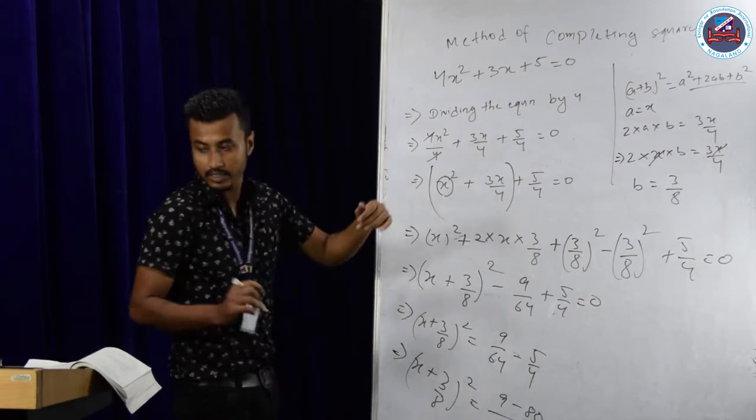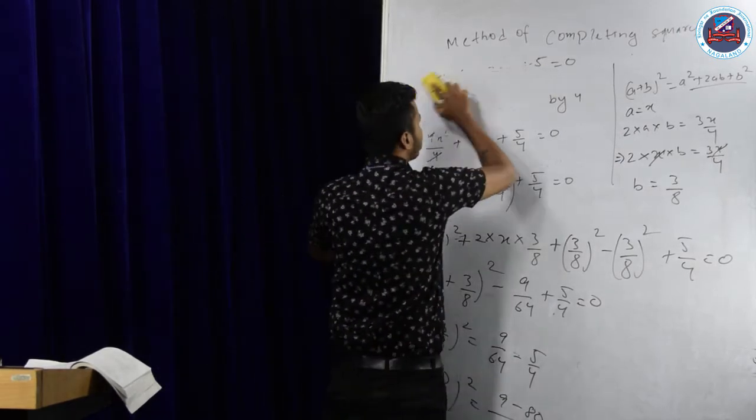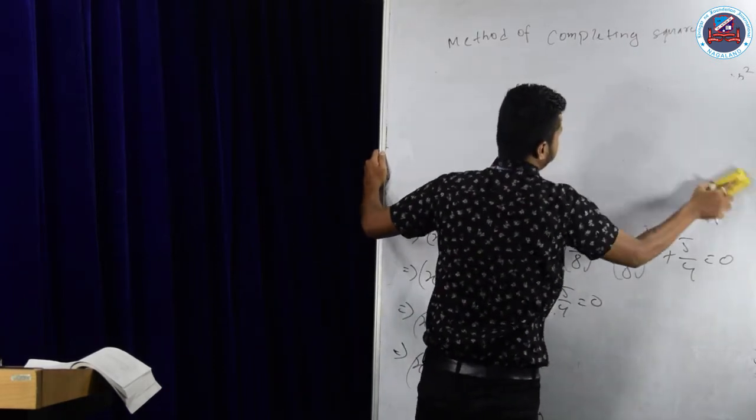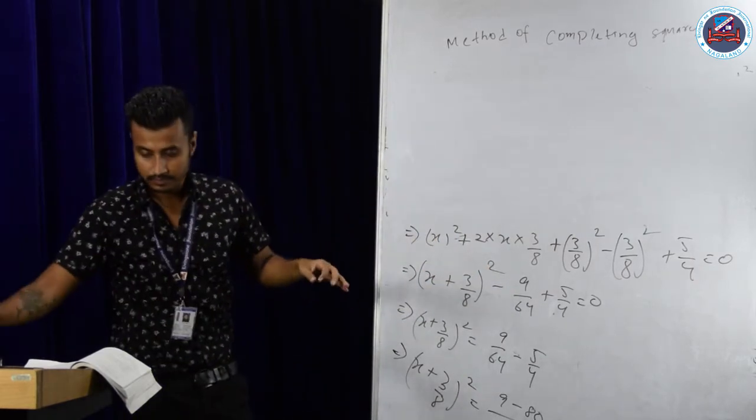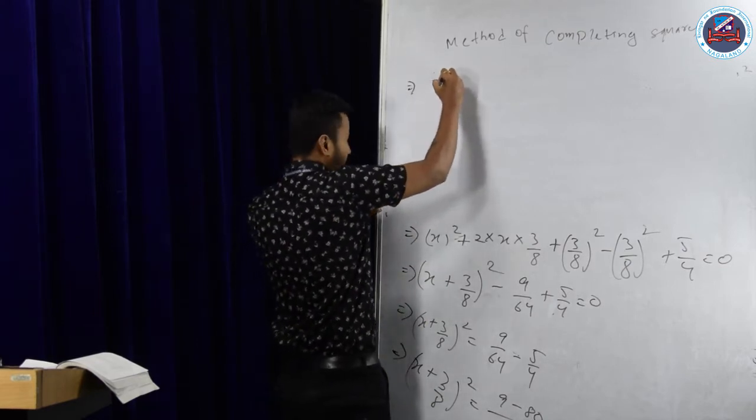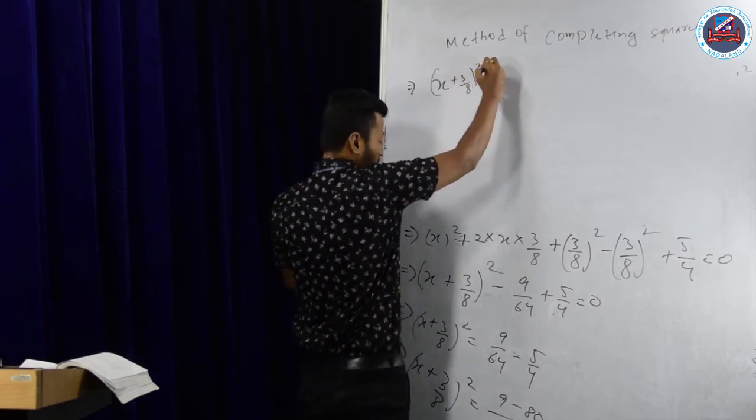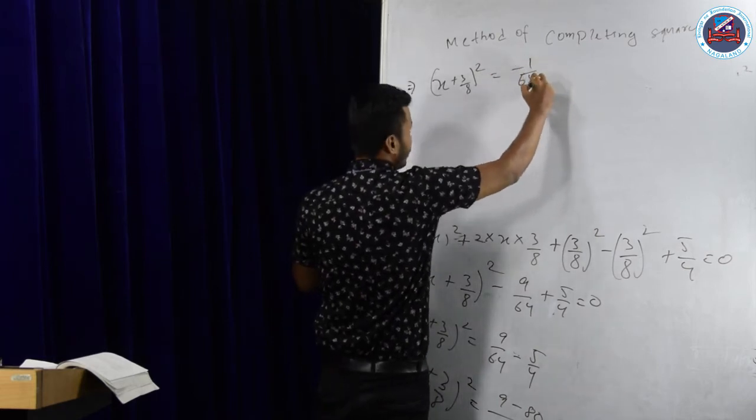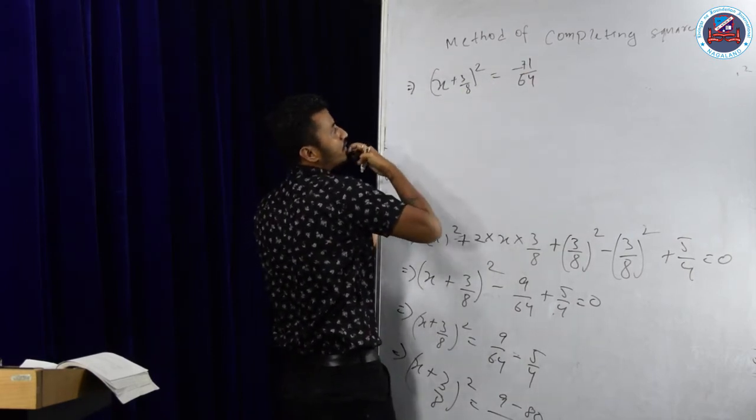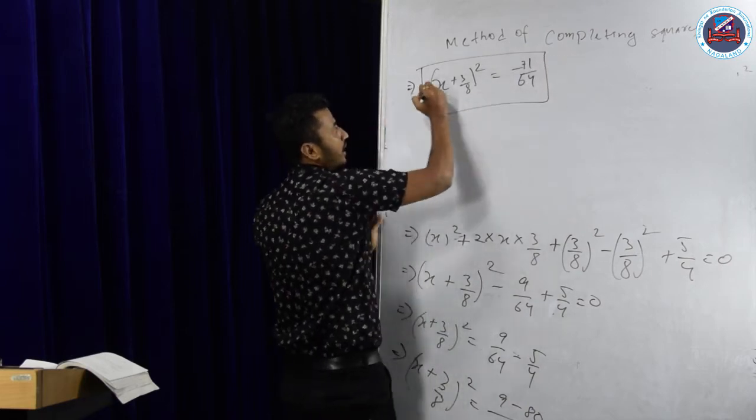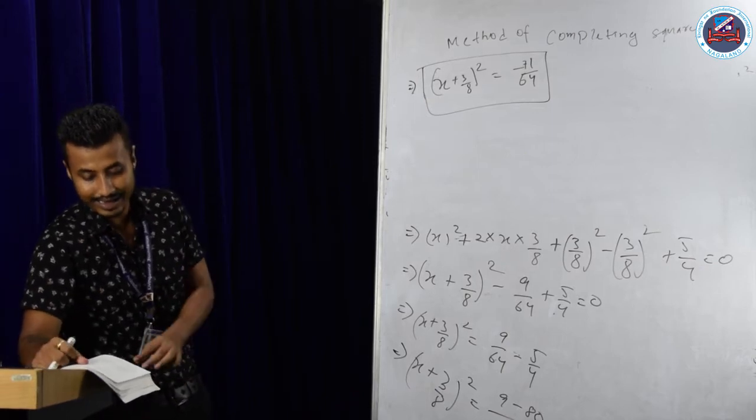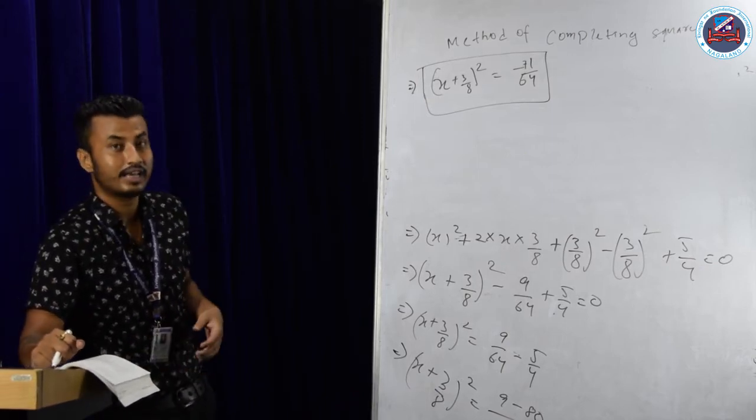So this becomes, can I rub the top part? Okay. So this becomes x plus 3 by 8 whole square equals to minus 71 by 64. Now how to find both the roots? Now, do you think this case is possible, guys? x plus 3 by 8 whole square equals to minus 71 by 64. Is this case possible? No, this case cannot be possible. Okay guys? This case cannot be possible.